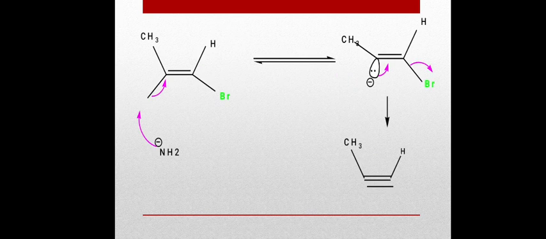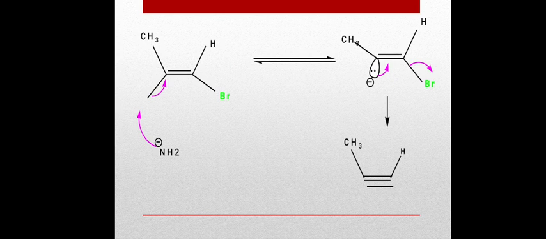Guess what is the product formed here? You have a base NH2 minus, and you have carbon CH2, CH3, C double bond C, CH and Br. So this Br which is attached is C alpha position. And this proton, the base attacks the proton.